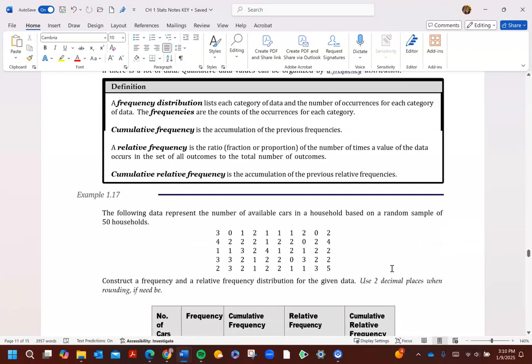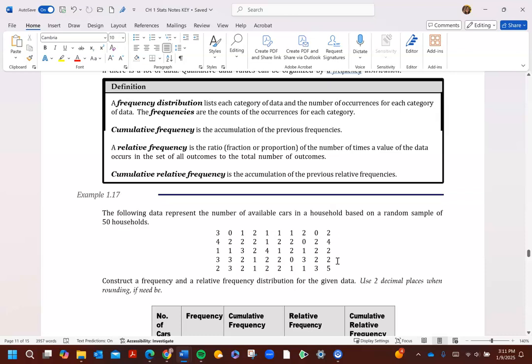Example 1.17, the following data represent the number of available cars in a household based on a random sample of 50 households. Construct a frequency and relative frequency distribution for the given data. Use 2 decimal places when rounding if need be.